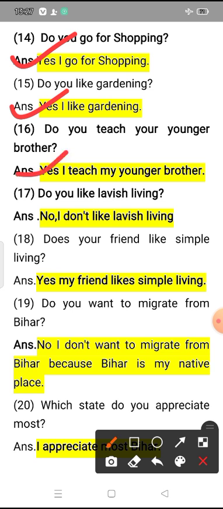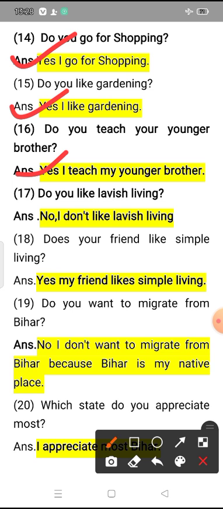Your 17 number question is: do you like lavish living? Guys, lavish living means the person who spends too much money, the person who lives a luxurious life. So if you don't like it, then you can say no, I don't like lavish living. If you like lavish living, then you can say yes, I like lavish living life.